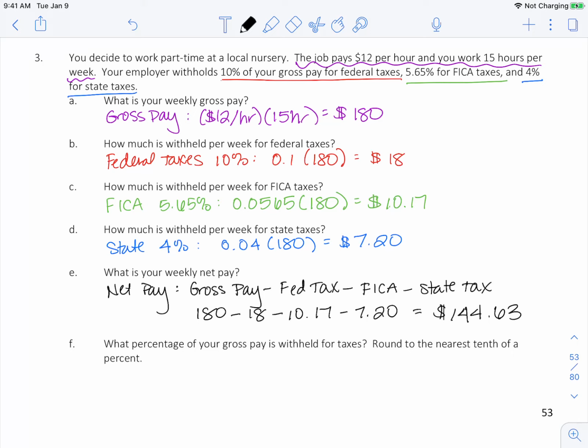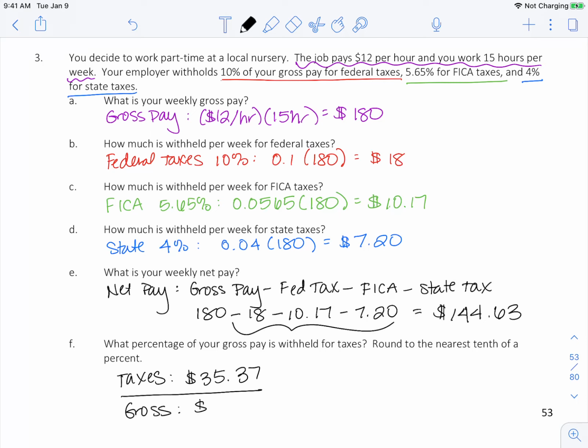The last question for today is, what percentage of your gross pay is withheld for taxes? Round to the nearest tenth of a percent. I would like you to do this now, please. So our taxes are each of these amounts, right? The federal, FICA, and state. If I add that together, the taxes that are withheld is $35.37. And we want to know what percentage of the gross pay this is.